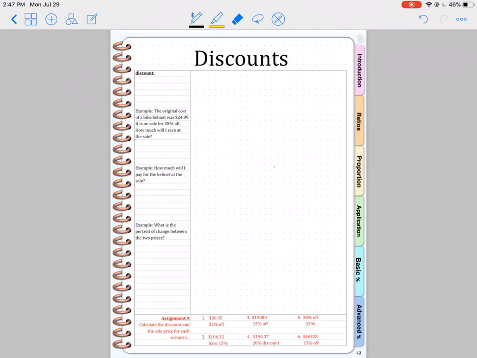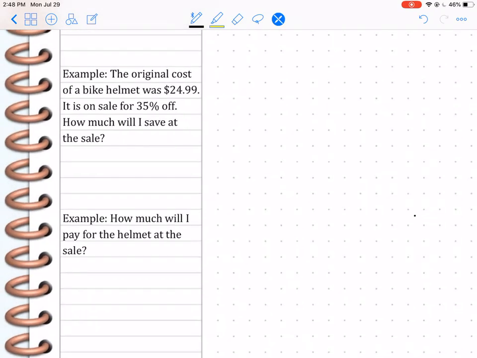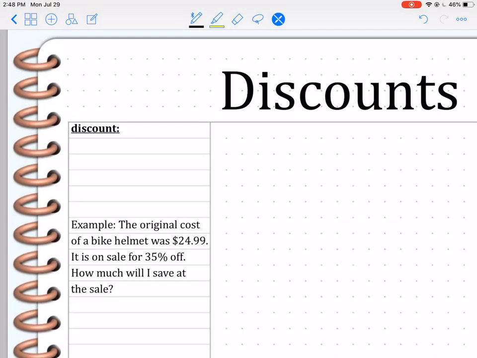We're looking at discounts, and this is following right on the heels of percent of change. I don't want you to get these two confused. Usually with a discount, you are given the percent, and you're asked to calculate a savings. So first, let's define what discount means.